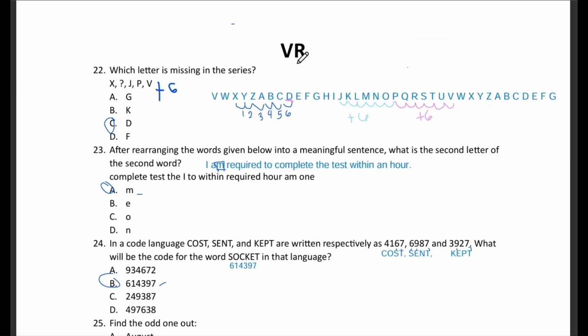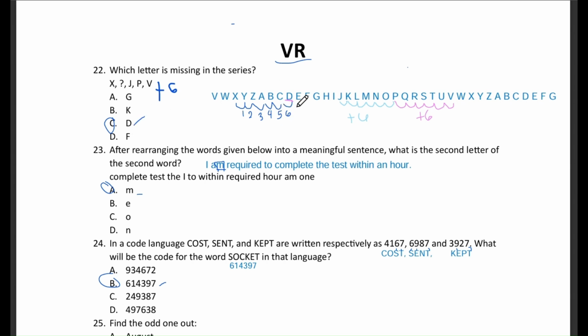Section, which is all about verbal reasoning. So our next question is number 22. It asks, which letter is missing in the series? The series of letters we have is X, then a blank space, then J, then P, and finally V. The options for what goes in the blank space are A, G, B, K, C, D, or D, F. The correct answer here is C, which is the letter D.